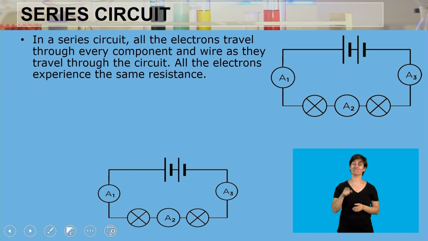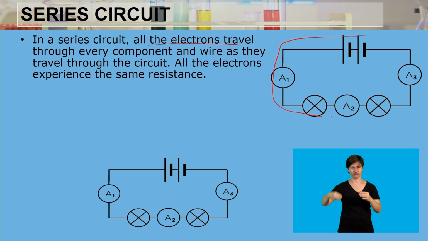So in a series circuit, all the electrons travel through every component and wire as they travel through the circuit. So we are saying that as our electrons are moving from the negative to the positive terminal, they are going to travel throughout the entire circuit. So they are going to be traveling through every component, through the ammeter, through the resistor, through the ammeter again, and through the other resistor, and then again through the other ammeter.